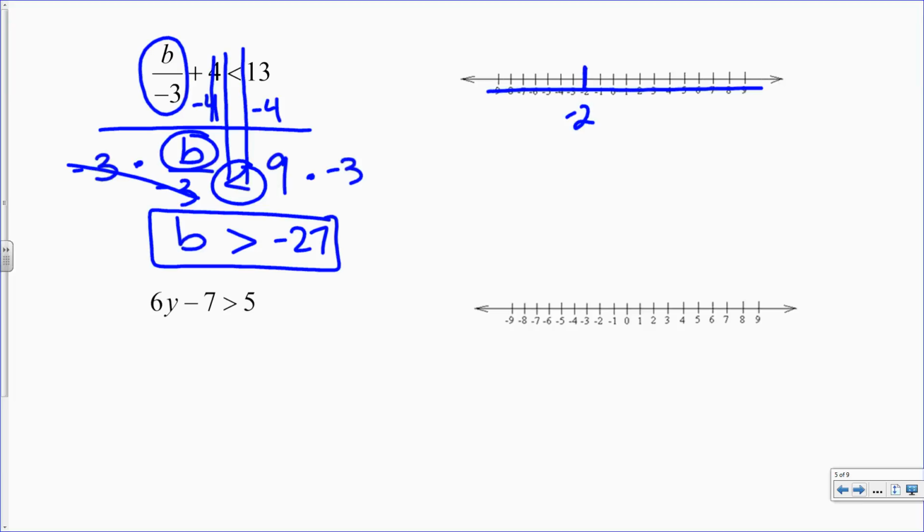So these numbers don't work, so we'll put in some numbers that work. Let's say negative 27 is right here. Let's say this was negative 26. This was negative 28. So I'm going to go here and have an open circle, and greater than means I'll go this way.